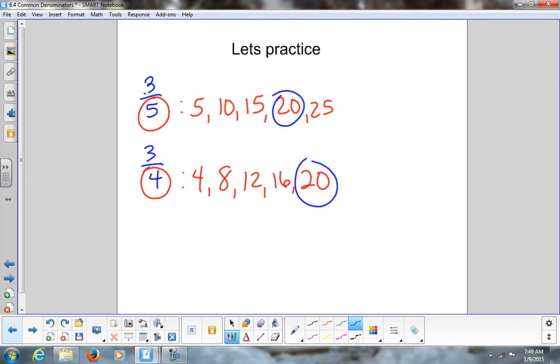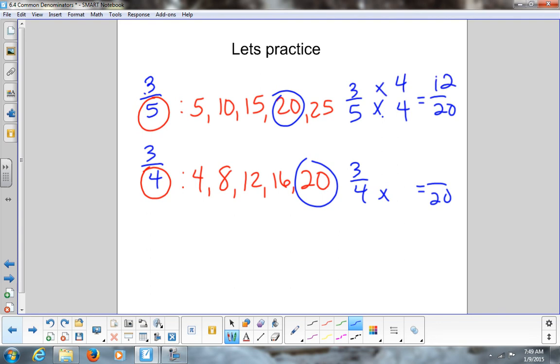20, good. So I'm going to take my 3/5 and my 3/4, and I want to get them to parts of 20. Hey, 5 times what is 20? 4, good. And what I do to the bottom, I got to do to the top. That would be 3 times 4 is 12, good.